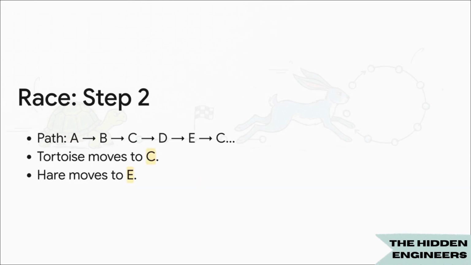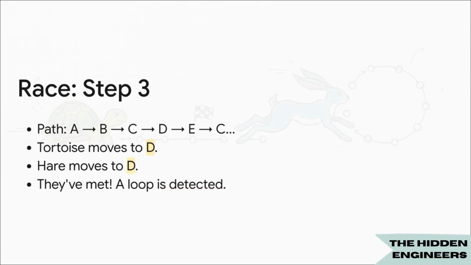Let's go to the next step. The tortoise arrives at C, which means it has officially entered the circular part of our track. Meanwhile, the hare has leaped from C all the way over to E. The gap between them is definitely getting wider. And now, this is the magic moment. The tortoise moves 1 step from C to D. The hare, who was at E, moves 2 steps, first to C, then to D. And look at that. They've landed on the exact same spot at the exact same time. This meeting right here, that is our proof. It's the signal that tells us a loop exists.